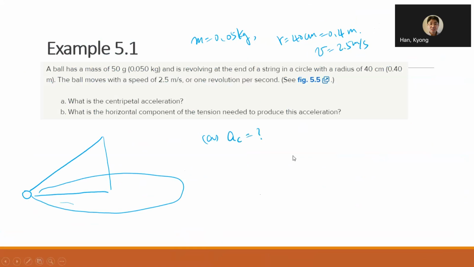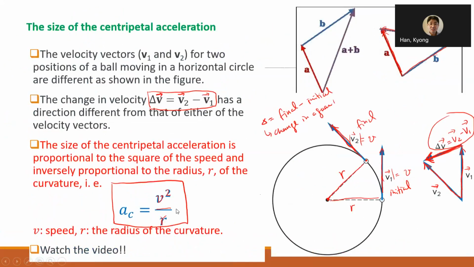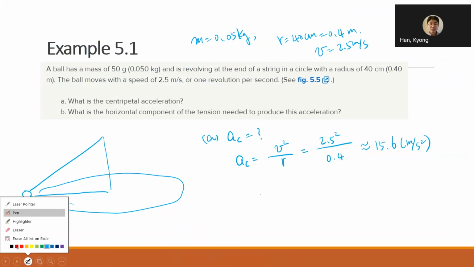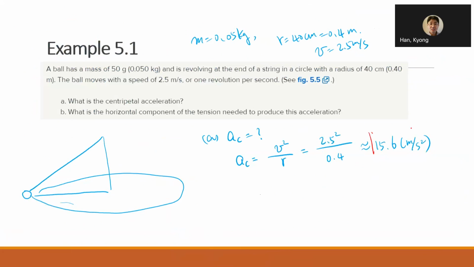We may use the formula given there: a_c equals v squared over r. V is 2.5 squared divided by 0.4. Once you calculate it, 6.25 divided by 0.4 is 15.6 meters per second squared, because the unit of acceleration is meters per second squared. This is the answer to question A.